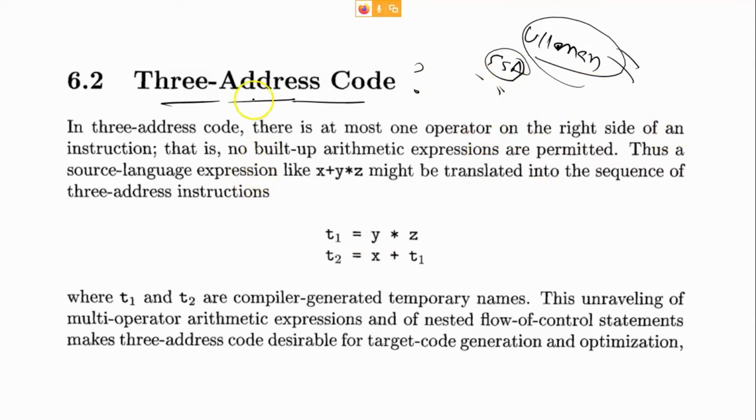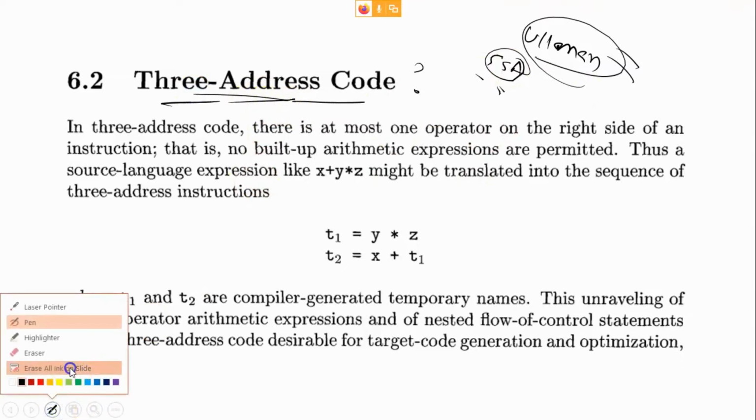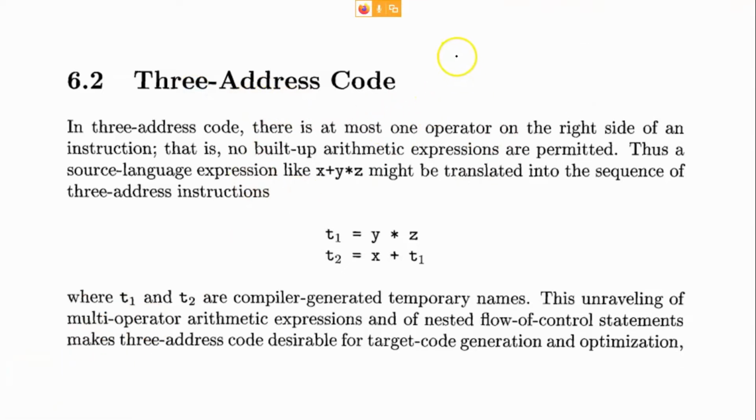Anyway, what is this three-address code? First of all, what is it? This is an intermediate code representation, nothing more. The intermediate code generation phase will represent the intermediate code in some representation, and three-address code is one of the possible representations. It is a very popular representation, which is why you can see it has so much hype. Why it is popular, we will see as we move further.